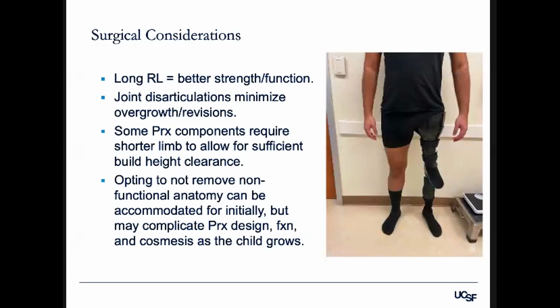And Dr. Hamdi really brought this point home, and that is in the cases of congenital deficiencies, many of the families just opt not to undergo surgery for removal of non-functional anatomy, such as in this case of a partial foot or phalanges. This non-functional anatomy ultimately can be accommodated for in the prosthesis. As you can see here, this is a grown man with a PFFD and a relatively non-functional foot. But you can also see that it can complicate and limit the design and function and sometimes the cosmesis, as you can see in this picture, for future prostheses as the child grows.